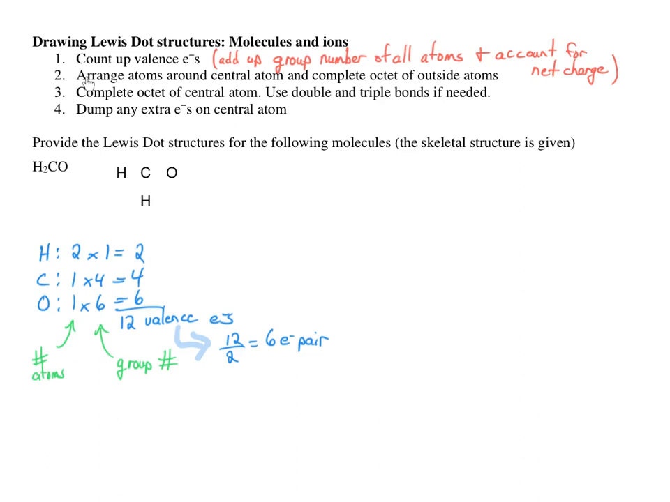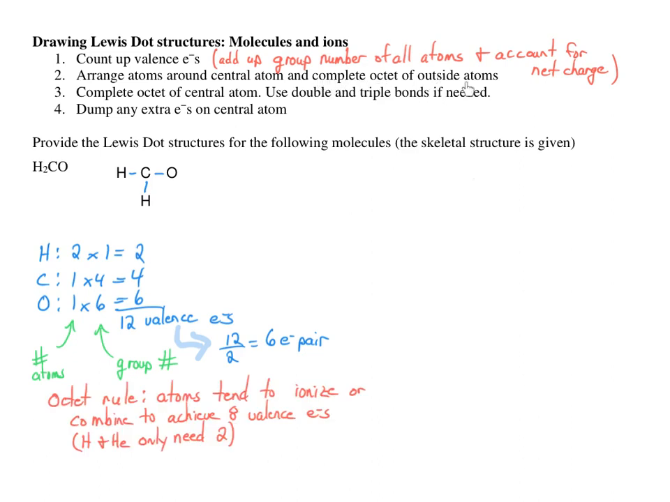We're on to the second step, where we arrange the atoms around the central atom and complete the octet of the outside atoms. In Chem 110, you're going to be given the skeletal structure. So we have already arranged the atoms around the central atom, but we're going to connect them up using the electron pairs that are available to us. So we use our first 3 electron pairs to connect up these atoms.